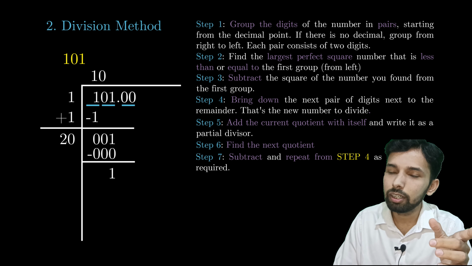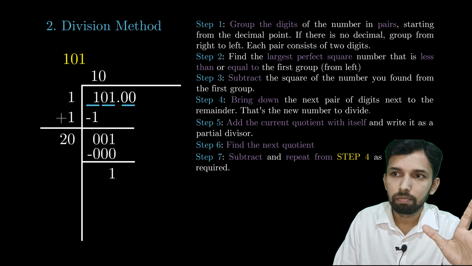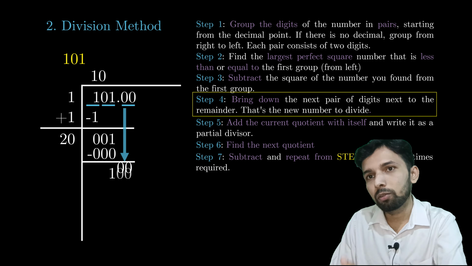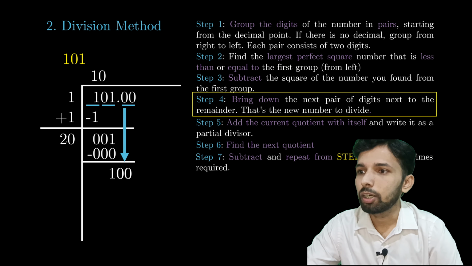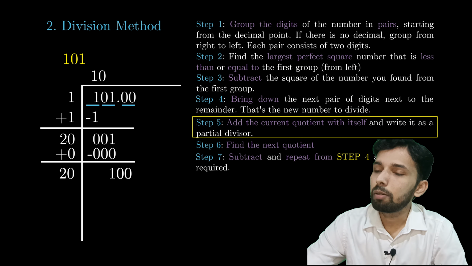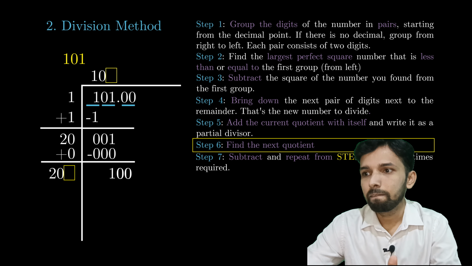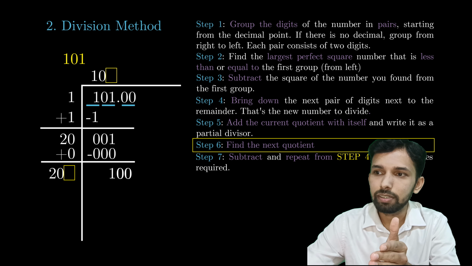Was that a perfect square? Did you know it beforehand? No, obviously, right? So we cannot. So if we need, we can add those decimal place values. Okay, that is fine. Gives us 100. That is the next number to divide. Now, 20 plus 0 gives us 20 again. We'll write 20 as the partial divisor.